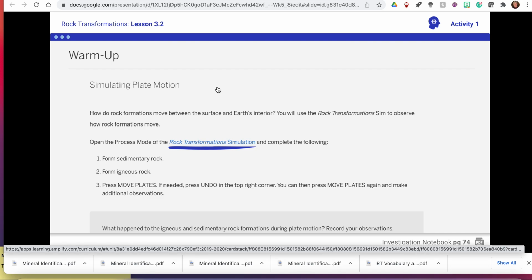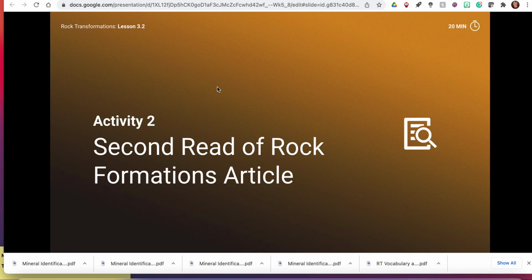look on that warm up, and there's a place that says what happened to the igneous and sedimentary rock formations during plate motion. Go ahead and pause the video and just in your own words explain what happened to them when we moved the plates. Okay, go ahead and make sure that you hit hand in, and we'll move on to activity number 2.